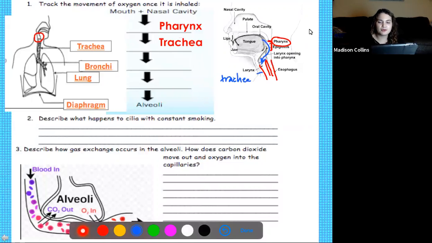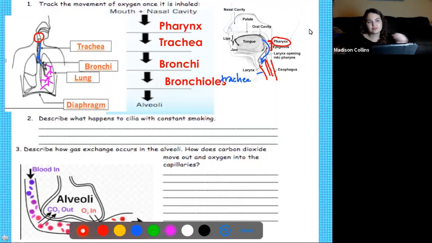Okay, which you can see on both of these diagrams. That air is going to keep moving down that trachea and eventually enter one of two bronchi, which are then going to branch further into those root-like structures that extend throughout the lungs called the bronchioles. And then if you look at the very edge of those bronchioles, you'll find those little air sacs inside the lungs called the alveoli. And that is where gas exchange takes place.